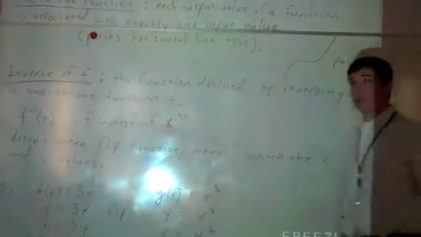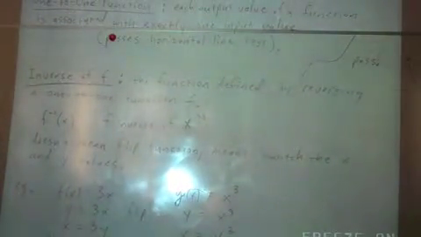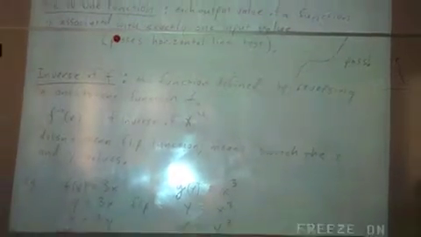Alright, so here's the notation for inverse function. It's f to the negative 1. That doesn't mean flip it. That doesn't mean 1 over f of x. What it means is the outputs became the inputs, and the inputs became the outputs.